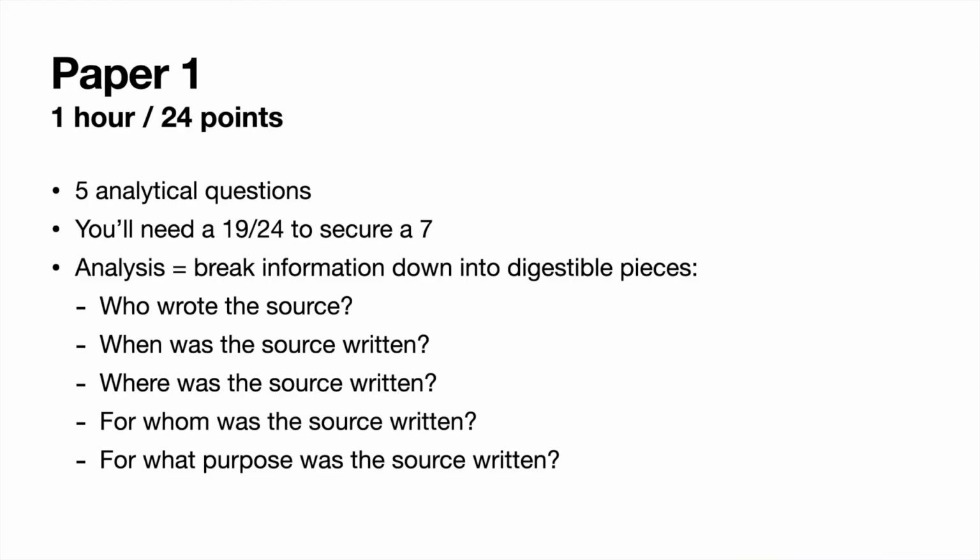For the paper 1, it's business as usual, which means you will have 1 hour to answer 5 analytical questions, combining for a total of 24 points. Generally, you need at least a 19 out of 24 to secure a 7, but I'd say aim a bit higher and try to go for a 21. At the end of the day, the paper 1 is all about analysis, breaking information down into digestible pieces.